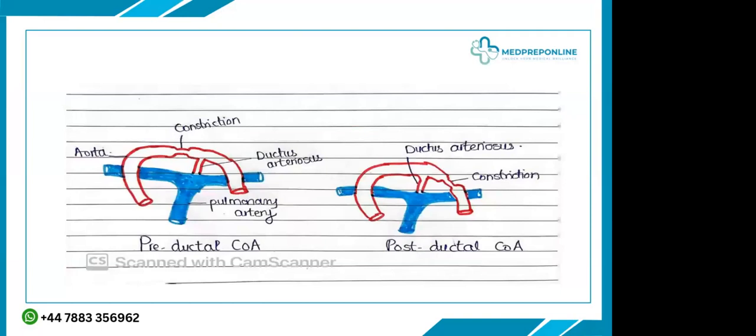So this is the pulmonary artery and this is the aorta, and here is the ductus arteriosus, which is connecting this descending aorta to the pulmonary artery. The constriction that is just before the ductus arteriosus is the preductal coarctation of aorta, and the constriction that is just after the ductus arteriosus is called the postductal coarctation of aorta.